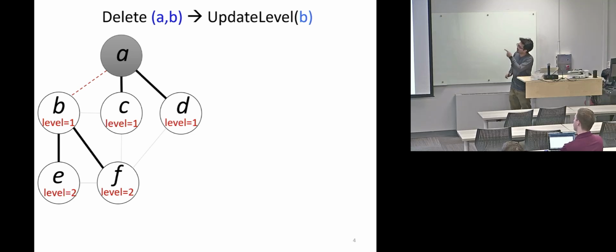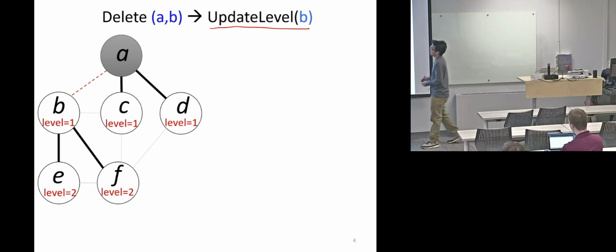But suppose now I delete this edge from A to B. What we're going to do is call update distance at B, because A is the source, so we don't touch it. Now let me explain what this update level does. Maybe you tell me first what it is supposed to do. What level of B is supposed to be changed to now? Yeah, it's supposed to be 2, because the shortest path from A to B needs to go through C now.